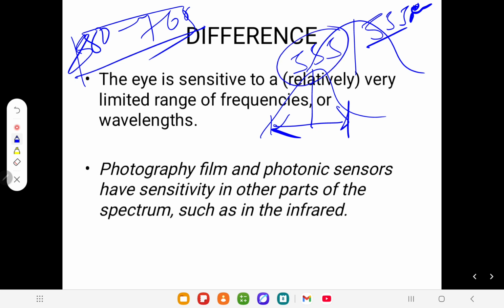But in the case of photographic and photonic sensitivity, it sometimes extends up to infrared, and it's not like that in the eye.